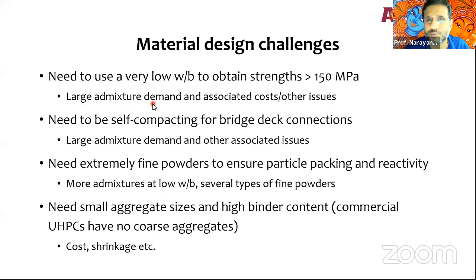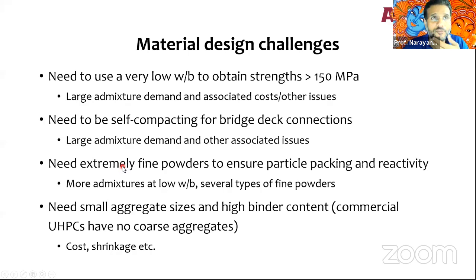Below 0.18 to 0.2, you will not get enough efficiency from the admixture, and you may have to use tremendously high amounts of admixtures, which will increase the cost of your mixture, which I will also show you as we go through. So for self-compacting concretes, you need large admixture dosages. And then the other important question, which I'll show you in a while.